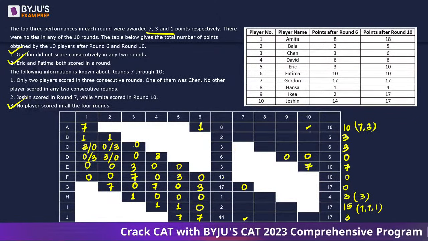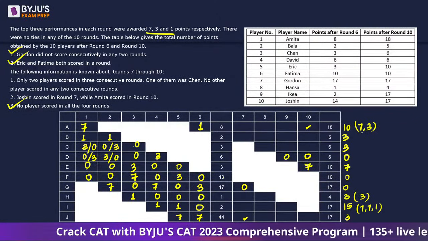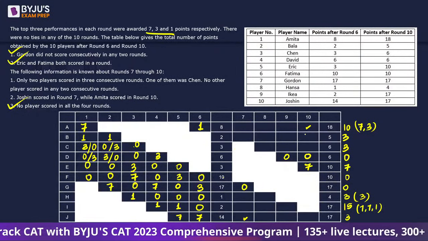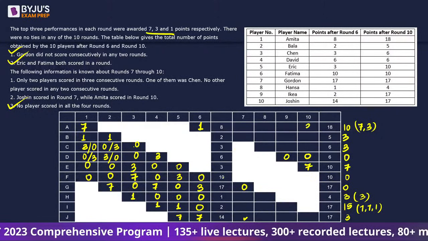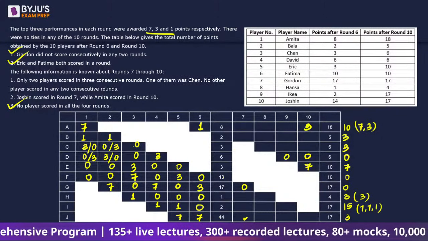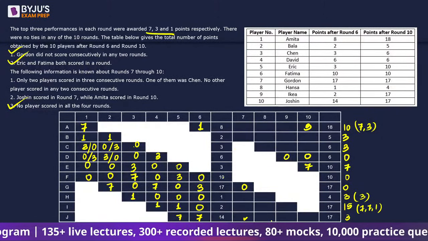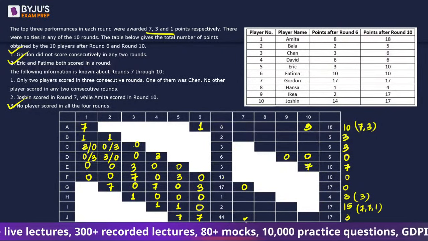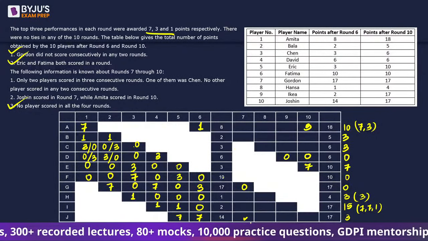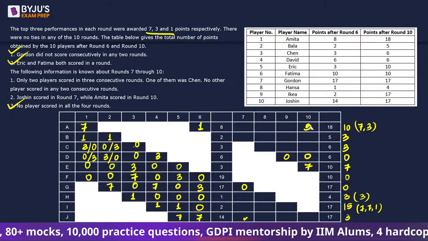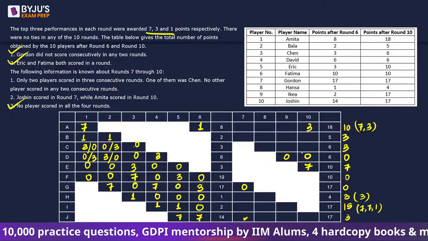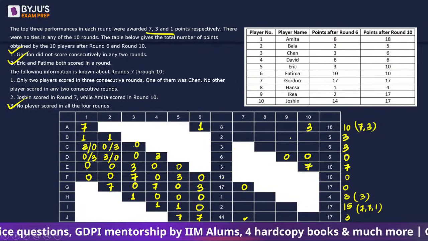So if Amita scores in round 10 and Amita can only put in scores 7 and 3, since 7 is already there in round 10, the only combo we can have is 3 here, right? Okay. When Joshin scored in round 7, we can have a 1 here or we can straight away have a 3. हमें नहीं पता है, right? So it's not really helpful about Joshin. Amita के केस में तो ये काम कर गया.